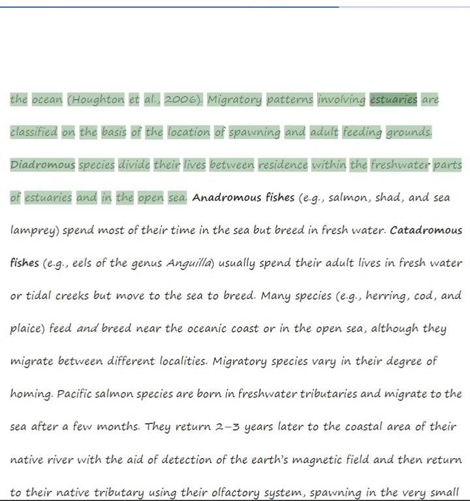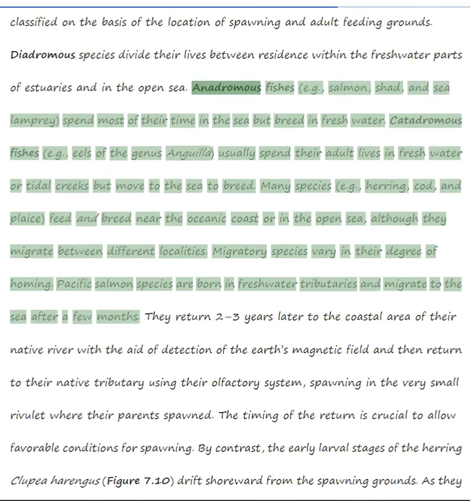Migratory patterns involving estuaries are classified on the basis of the location of spawning and adult feeding grounds. Diadromous species divide their lives between residence within the freshwater parts of estuaries and in the open sea. Anadromous fishes spend most of their time in the sea but breed in fresh water. Catadromous fishes usually spend their adult lives in fresh water or tidal creeks but move to the sea to breed. Many species feed and breed near the oceanic coast or in the open sea, although they migrate between different localities.